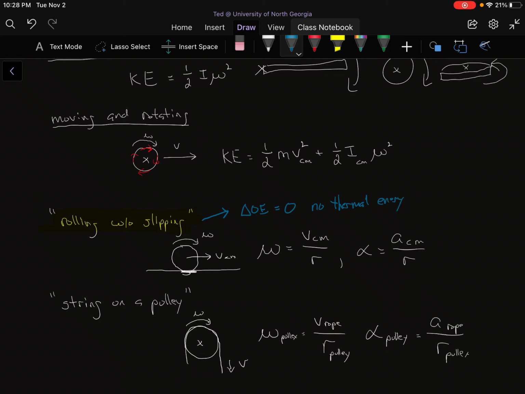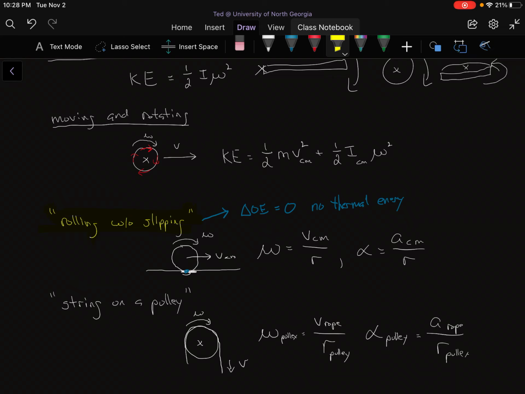Now, it's not really no friction, because there is actually friction. It's just that there's no sliding happening between the ground and the ball, so that friction creates no thermal energy. So rolling without slipping is sort of a special situation that gives us a hint that we could use the conservation of energy equation and use the fact that the change in thermal energy is going to be very small when we're rolling without slipping. It's not exactly zero, but it's a good approximation to say that the change in thermal energy is zero when you've got an object that's rolling without slipping.